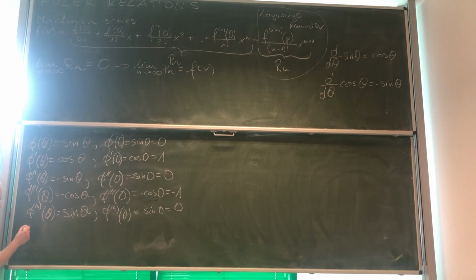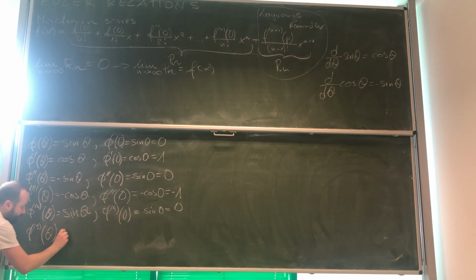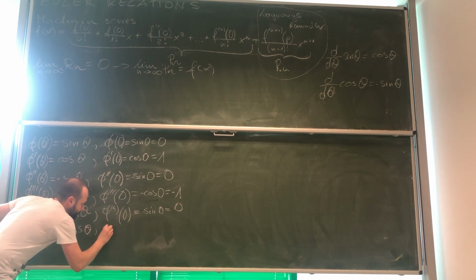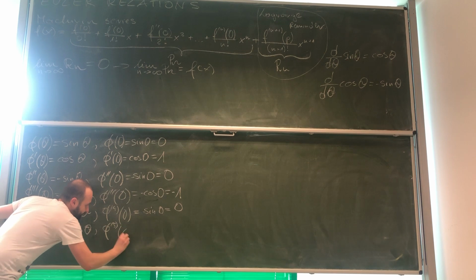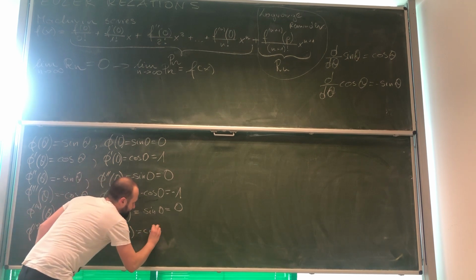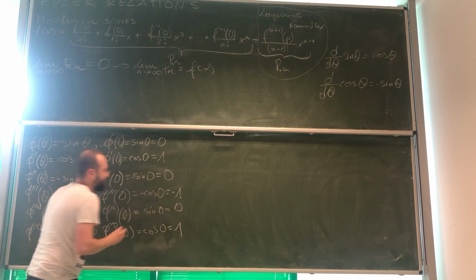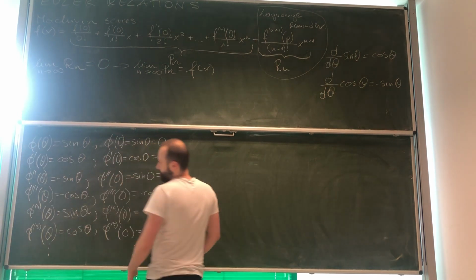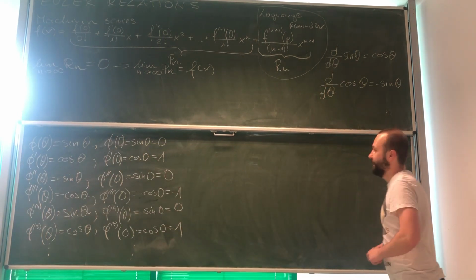If I'm going to calculate the fifth derivative, it's going to be equal to cosine theta. So, if I put 0 in this, I'm going to get that this is 1. And look, this goes on like that until the nth derivative, with n approaching infinity.